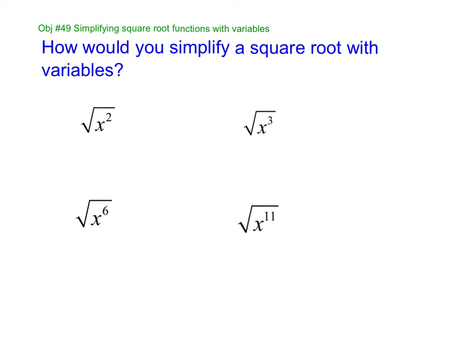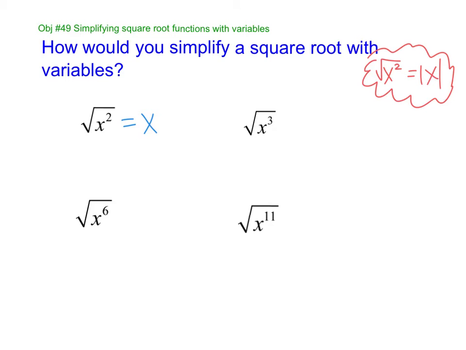Okay, so now what if we had variables? So this is the new stuff. What times itself is x squared? X. Now, there's a caveat to this. I've never actually used that in real life. The caveat is, technically, this is the absolute value, right?